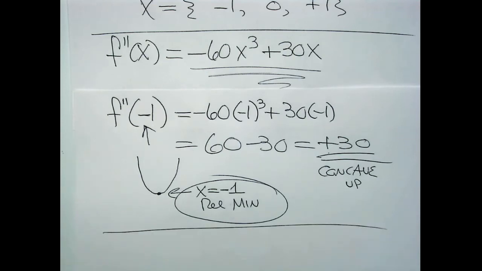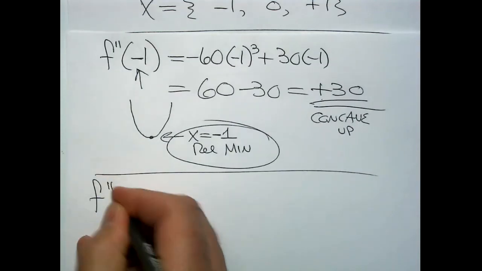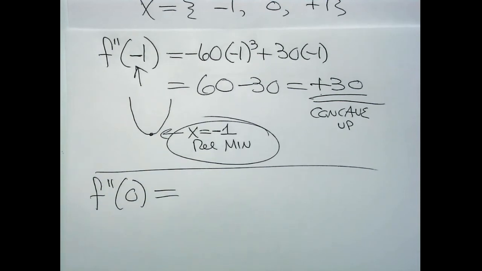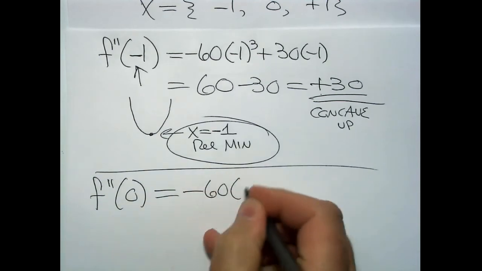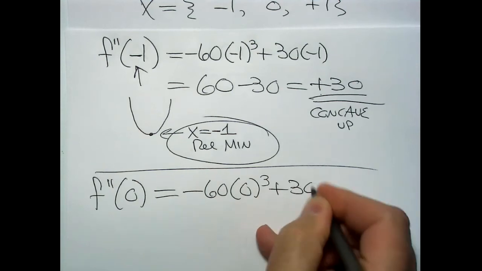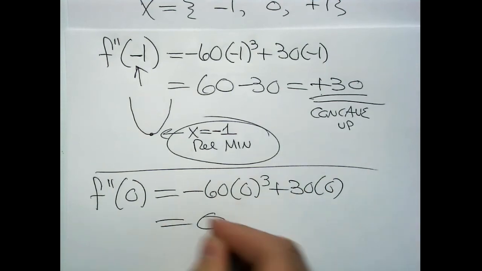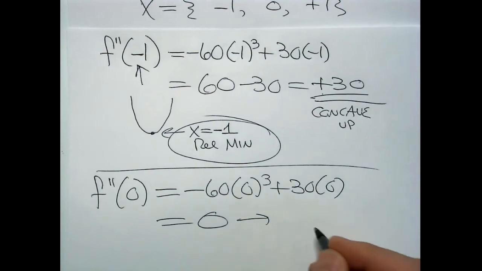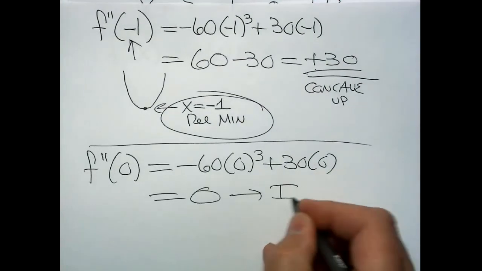Next one. Let's do f double prime at 0. Minus 60 times 0 cubed, plus 30 times 0 equals 0. Well, I'm glad we came up with that one, because that's not concave anything. And the second derivative test says that this is inconclusive.